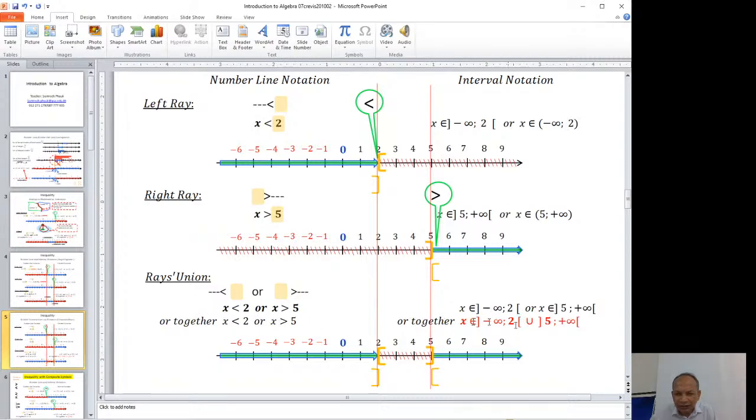But in set notation, we can write x belongs to negative infinity up to 2, or x belongs to 5 up to plus infinity, and we say together x belongs to the union of negative infinity up to 2 and 5 up to positive infinity.